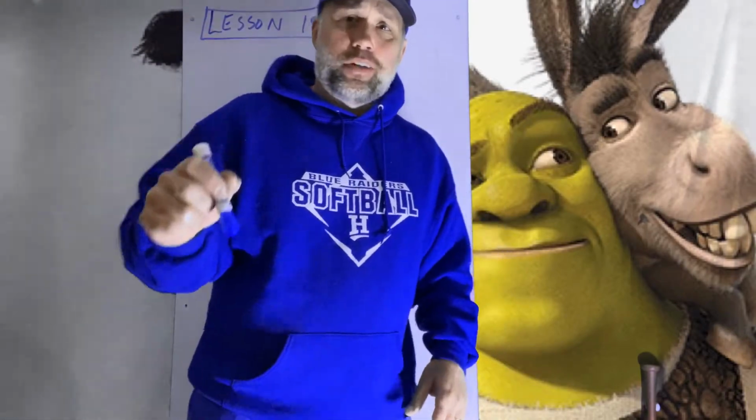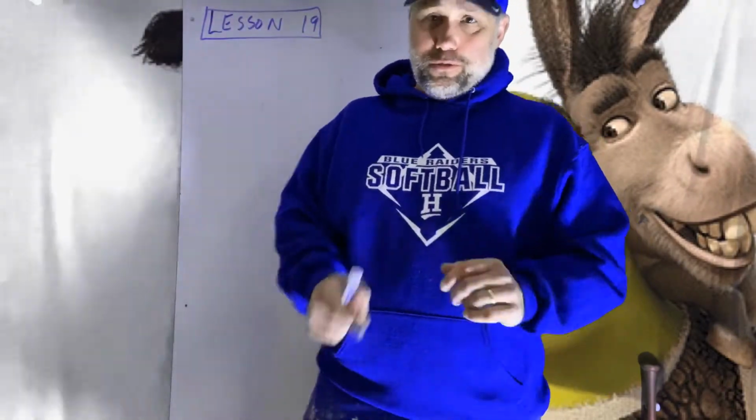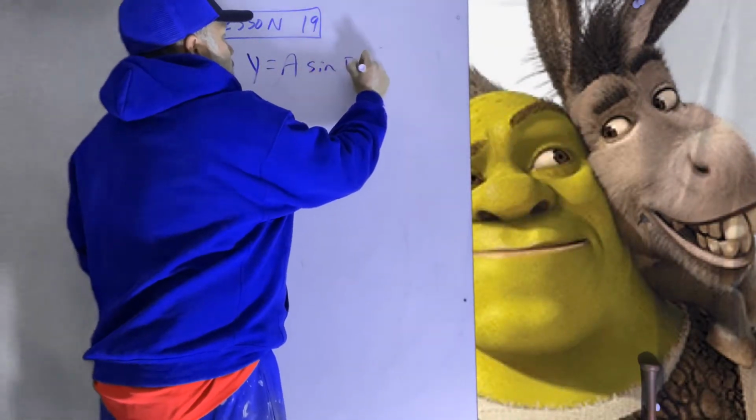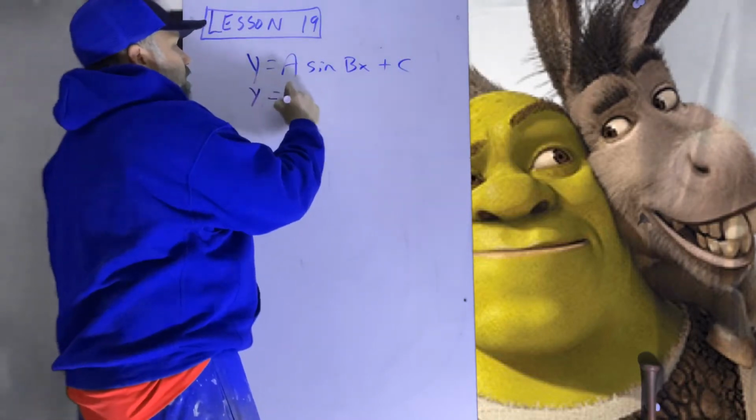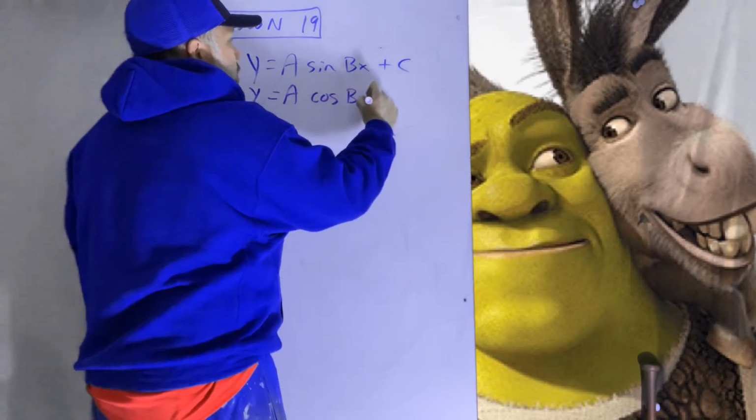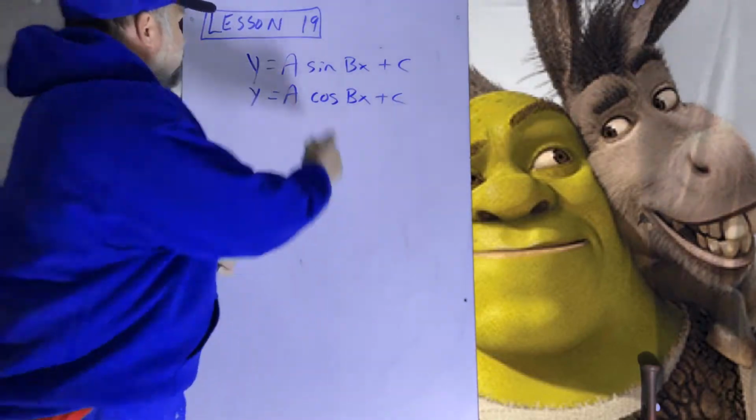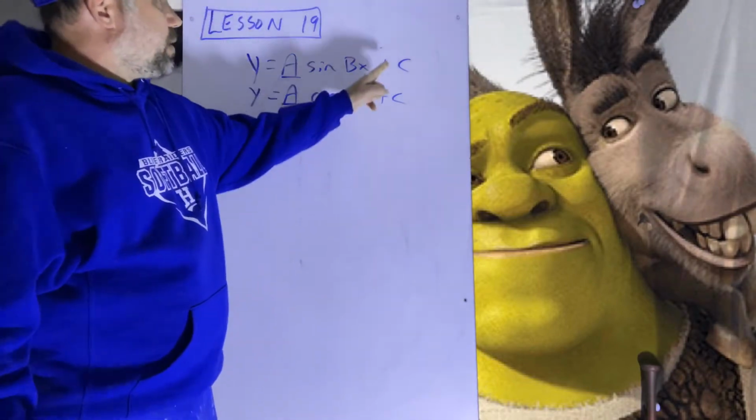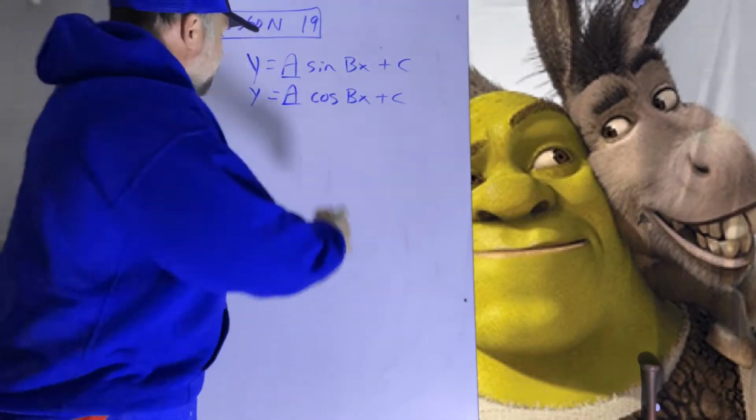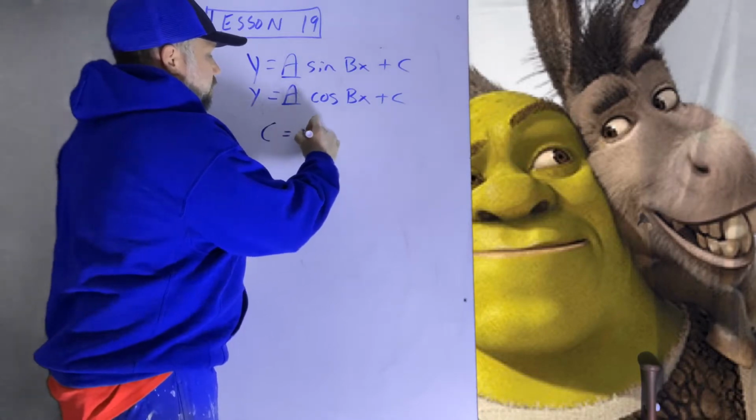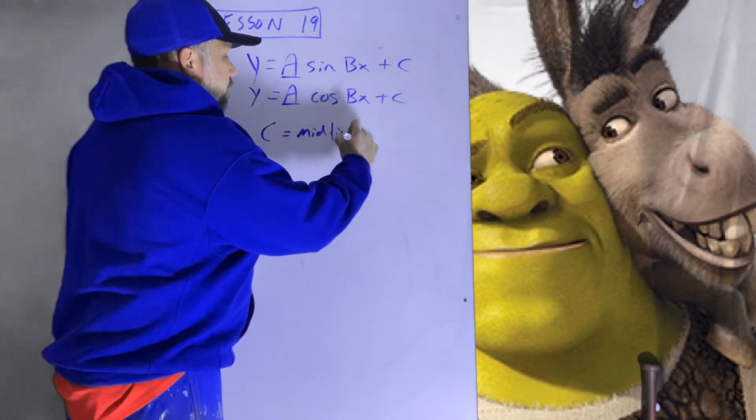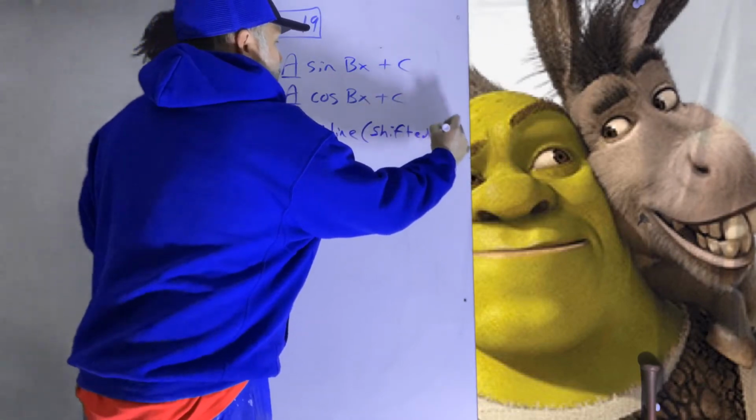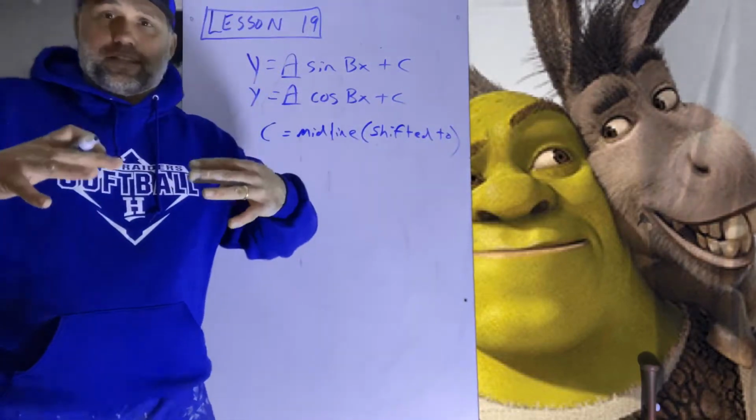Anyways, today we're going to talk about the C value. All right, so remember we've got y equals a sine bx plus c, or we could have a cosine bx plus c. We talked about the a value in our last lesson and how that stretches the graph. Now we're going to talk about the c value. This c value is going to be what's known as the midline of the graph. It's where the graph is shifted to. The graph's going to get slid up or down.